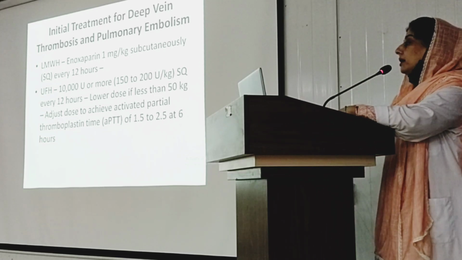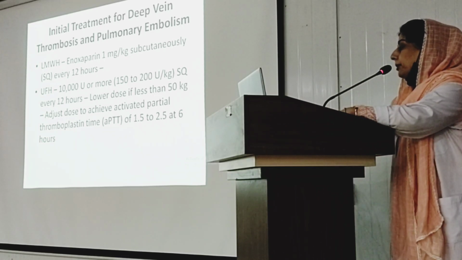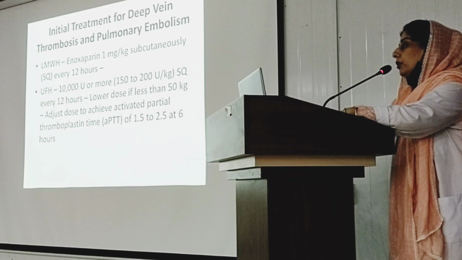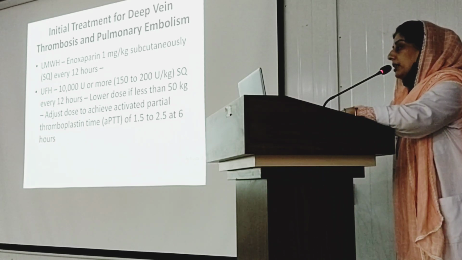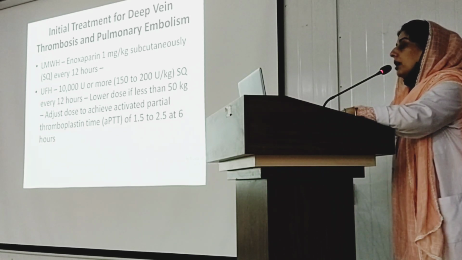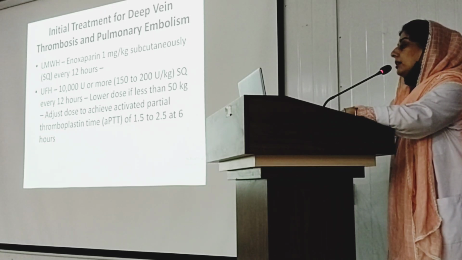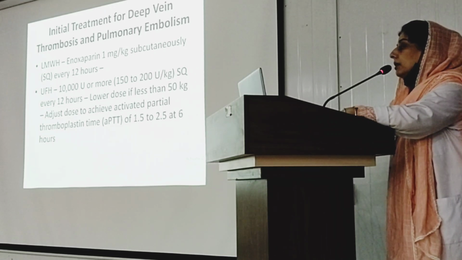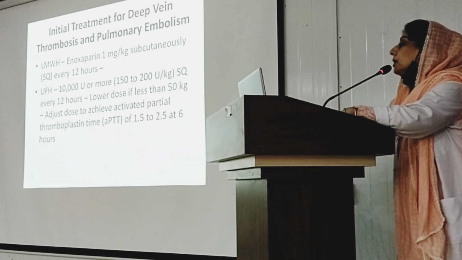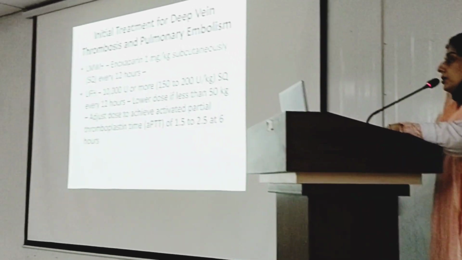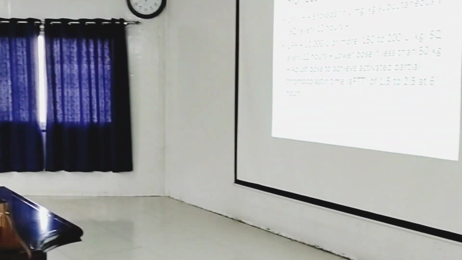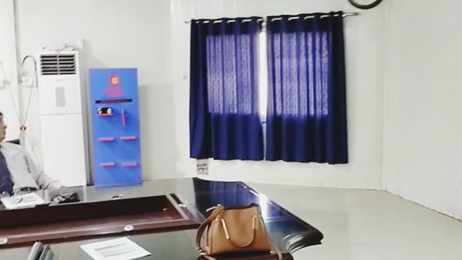Regarding the initial treatment for DVT and pulmonary embolism, again low molecular weight heparin 1 mg per kg subcutaneously every 12 hours, or unfractionated heparin can be given 10,000 units to 20,000 units, usually 150 to 200 units per kg subcutaneously every 12 hours. Lower doses are used if less than 50 kg. Adjust the dose to achieve an activated partial thromboplastin time of 1.5 to 2.5 at 6 hours.